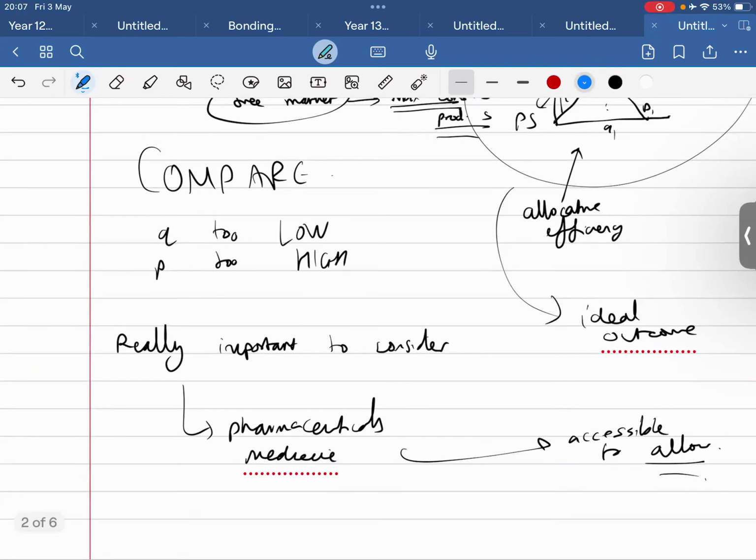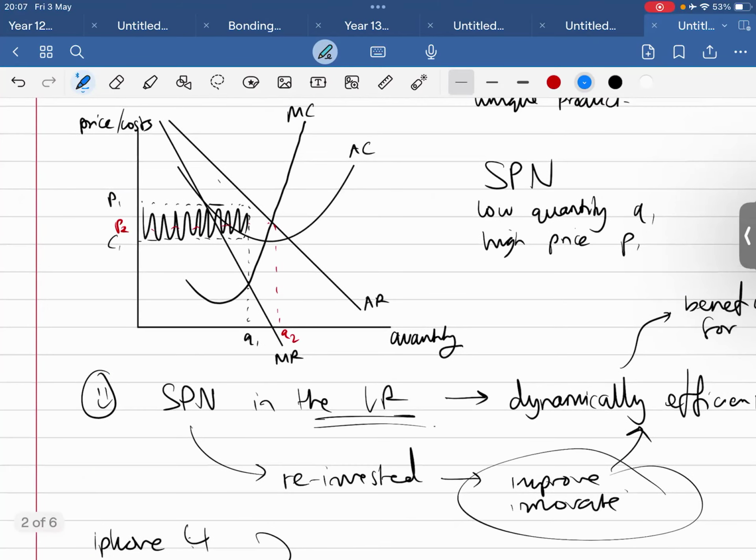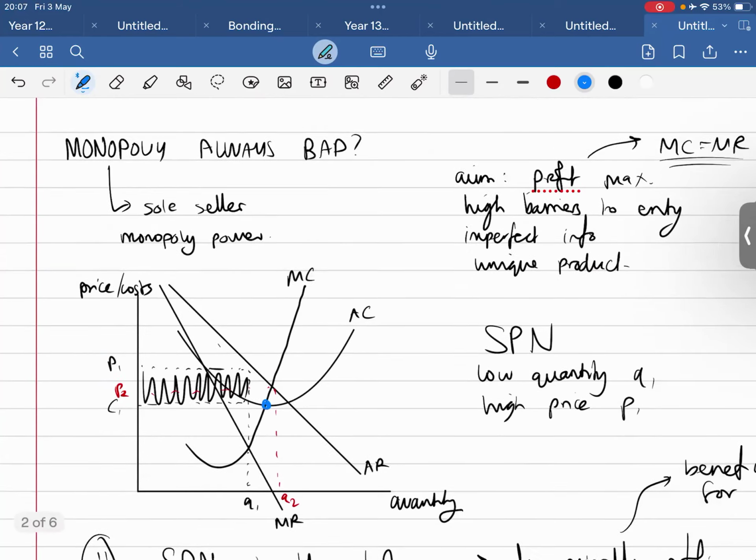Then along these lines, I'd also mention productive efficiency. Just mention one more downside, sorry, one more downside is a lack of productive efficiency. But to be honest, there's not too much to say for this, because productive efficiency is just when you're minimizing your average cost. So when you're at this point over here.